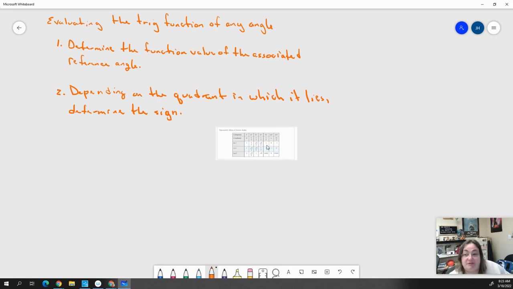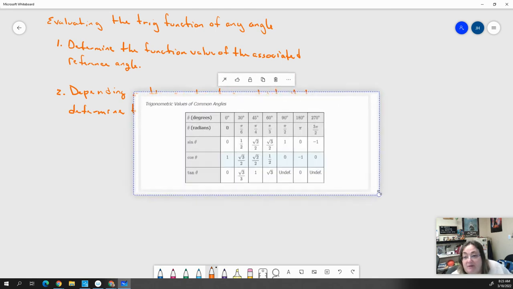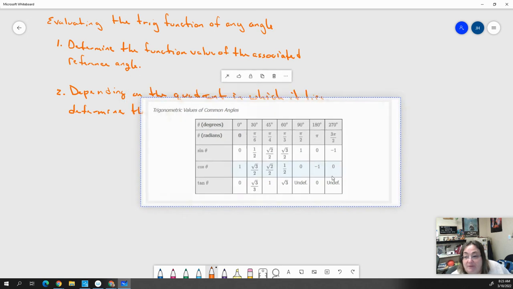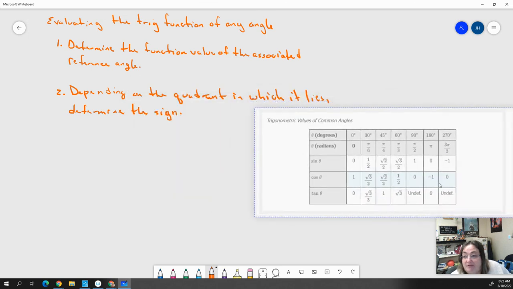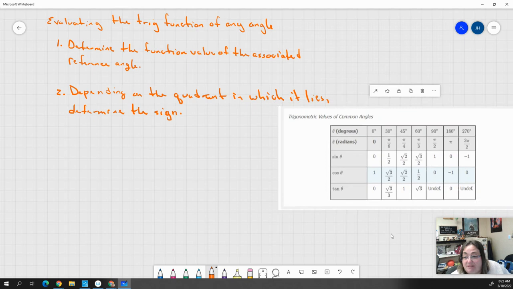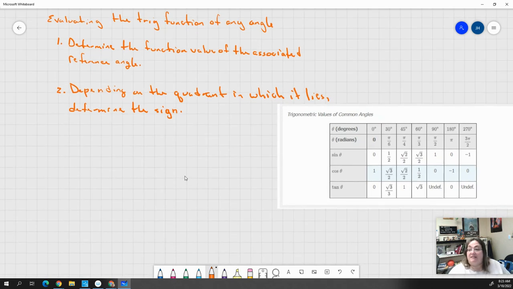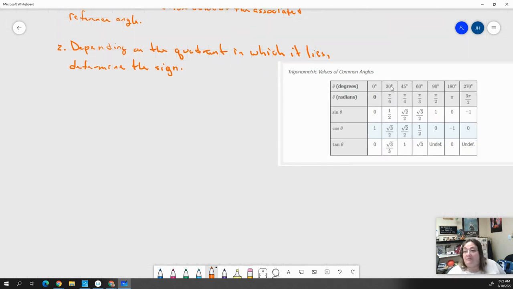It's going to be a very boring spot on the video, but it's a very helpful piece of information to have, right? This is all of our 0, 30, 45, 60, 90 degree, 180, and 270 sine, cosine, and tangent, right? It also has it in radians listed right underneath. So you don't have to go do the math on all of those. They're right there.